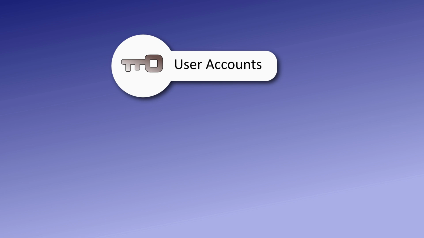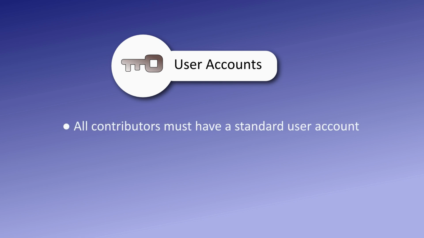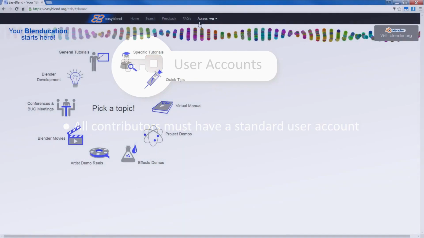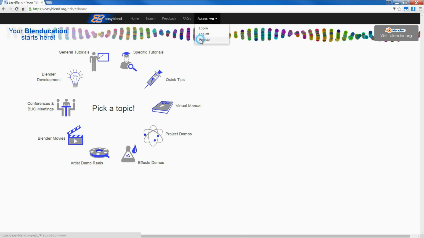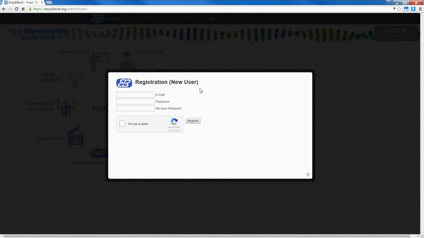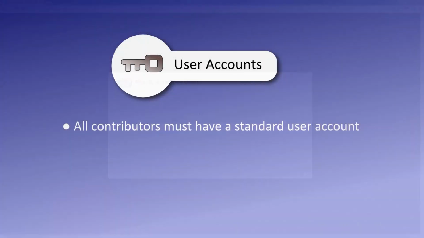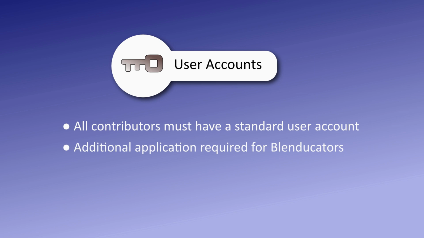Alright, now let's go back and discuss user accounts briefly. Everyone, including those who wish to apply for Blenducator status, must start out by creating a standard user account. Creating a standard user account takes just a few minutes and only requires an email address where we can send you a confirmation link. Obtaining a Blenducator account involves one additional step, submitting a ridiculously easy application.